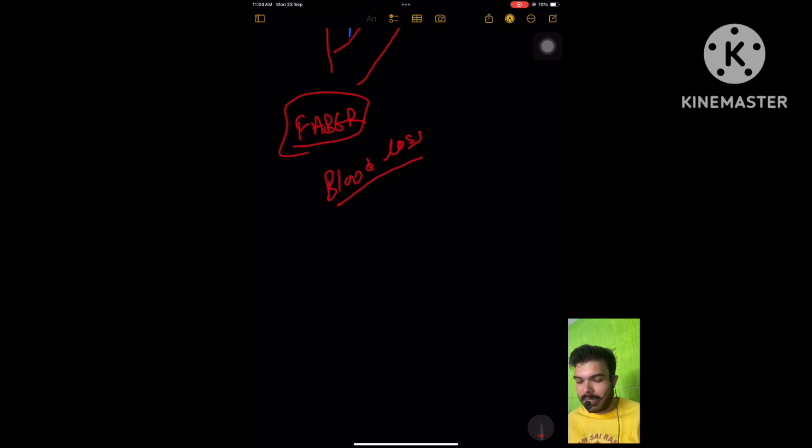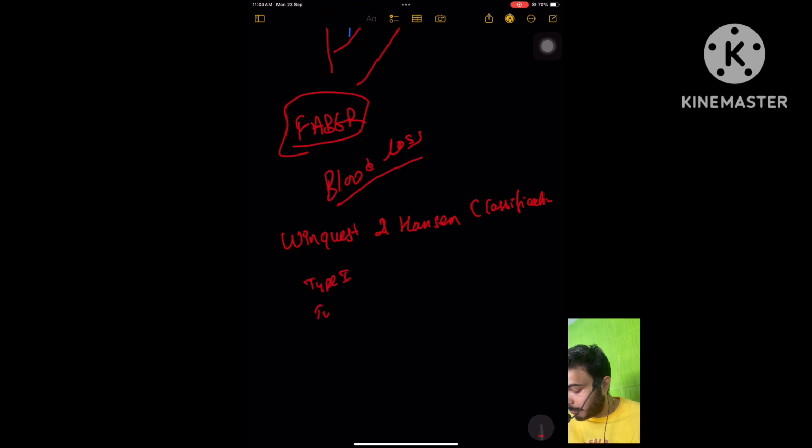Now you need to understand that there is a classification for shaft of the femur fracture. It is not given in Maheshwari, but it's better that you know the classification, and that classification's name is Winquist and Hansen's classification. I will help you understand this Winquist and Hansen's classification. It has four parts: type 1, type 2, type 3, and type 4. Type 4 is a severely comminuted fracture. Of course, type 4 is a severe comminuted fracture.